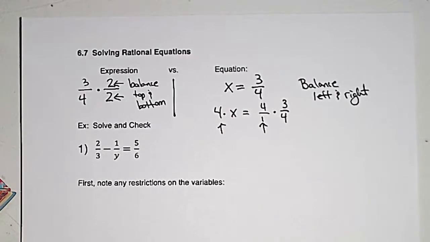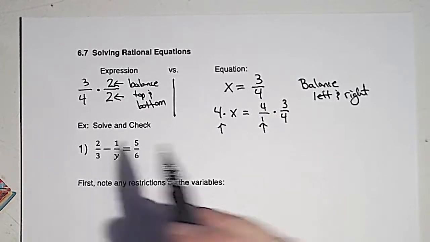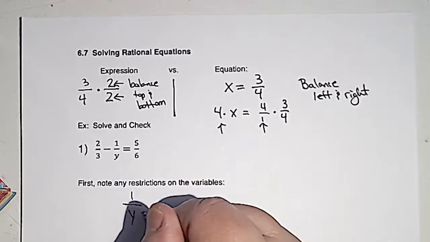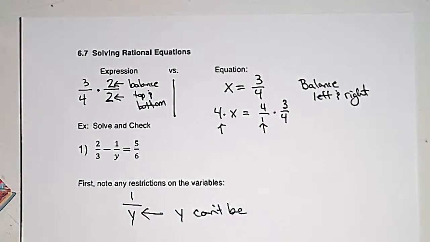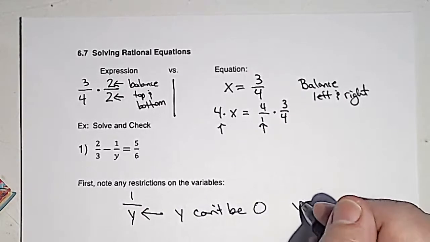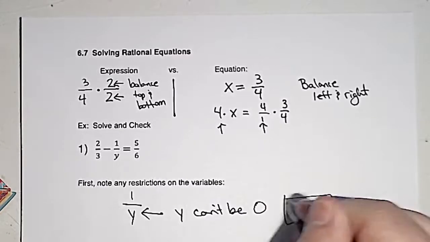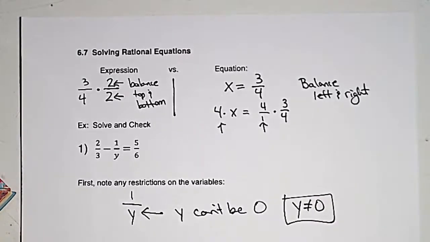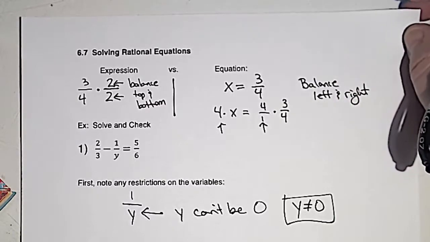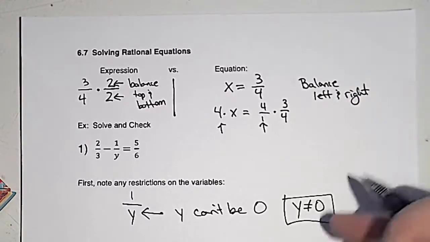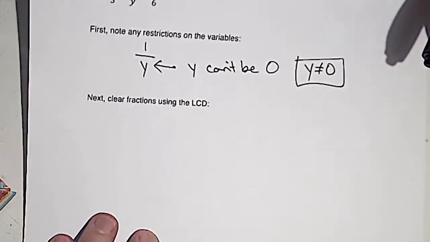So first thing, we note any restrictions on variables. Remember what that means? That means 1 over y can't be what? 0. You're right. So we say y is not equal to 0. And we say that right up front. We say, do not let y equal 0. It's going to sound weird, but it is possible we will forget that. So I'm going to put a box around it. We do that first.